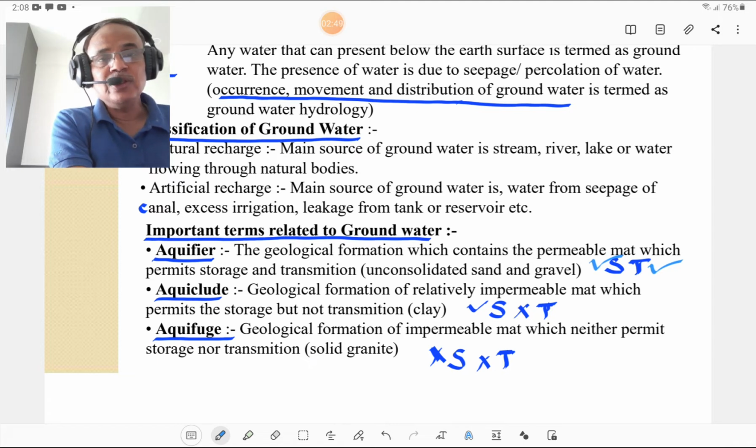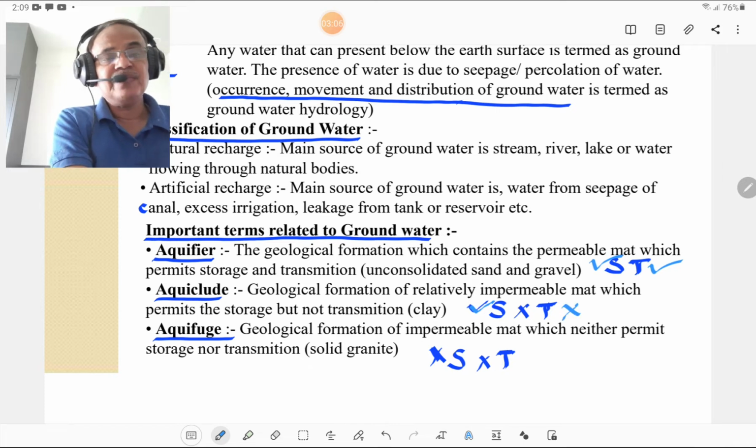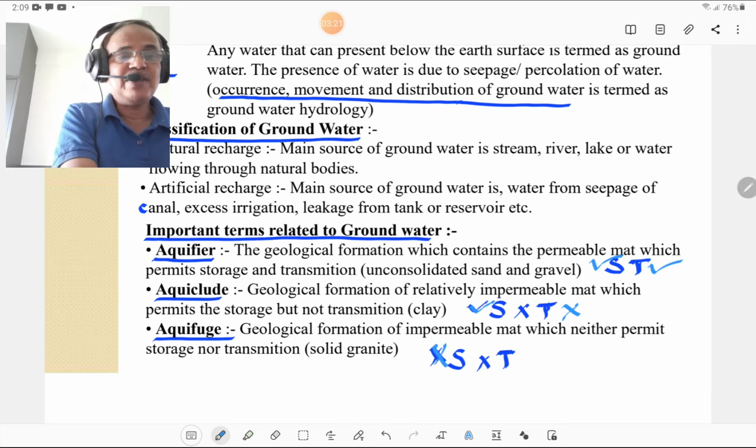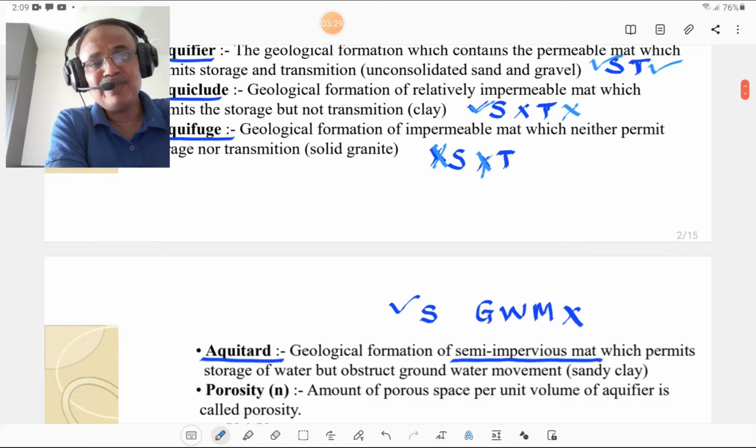Second is the aquiclude. Aquiclude is also a geological formation of relatively impermeable material which permits the storage but not transmission. It permits the storage but does not permit the transmission. That is the aquiclude. Then aquifuge. Aquifuge is the geological formation of impermeable material which neither permits the storage nor transmission. Such a geological formation is called an aquifuge. You must remember these terms.